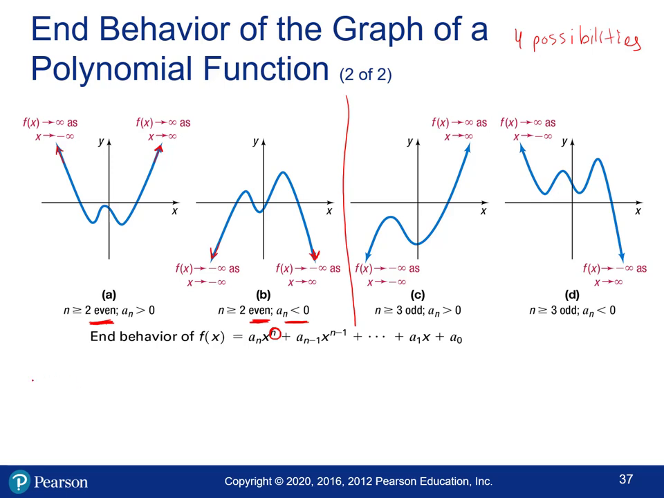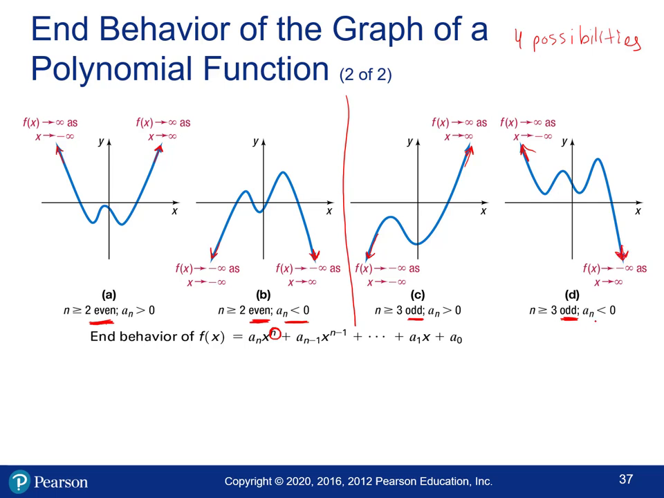Okay, so let's talk about the odd, and then we'll kind of sum this up. If your degree on your polynomial is odd, so 3, 5, 7, 9, etc., then your graph goes either down left and up right on the ends, or the opposite, up left and down right.